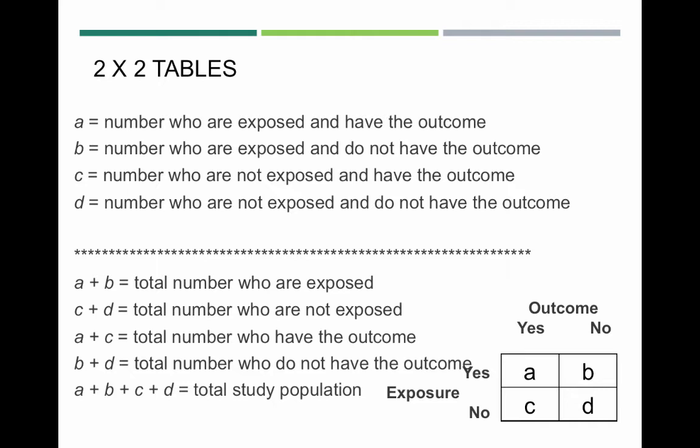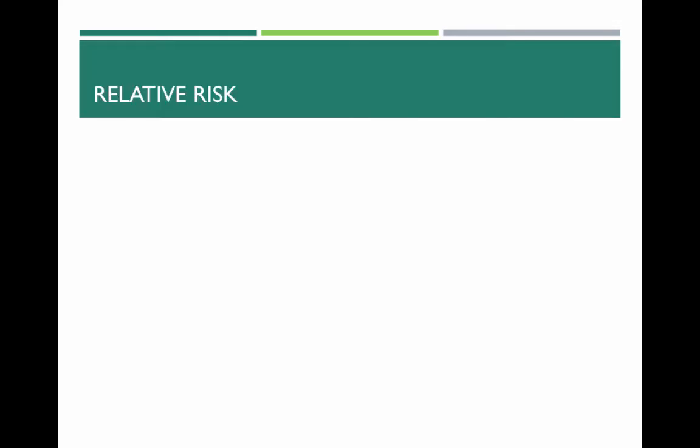And lastly, if we sum all of the cells in the table, it gives us the total study population. So if we carry out a cohort study, we can ask the question, what is the ratio of the risk of disease in exposed individuals to the risk of disease in non-exposed individuals? This ratio is called a relative risk.